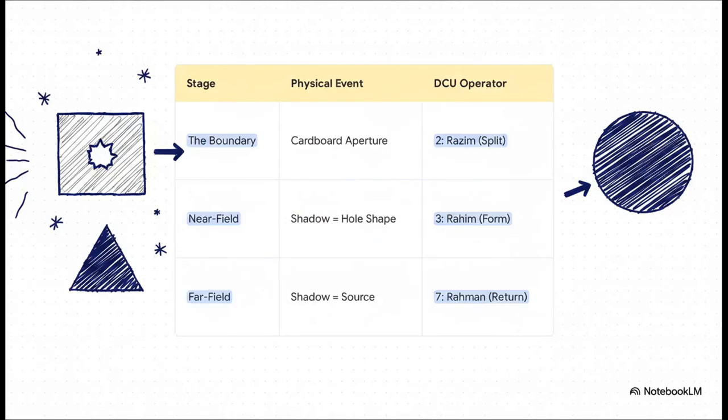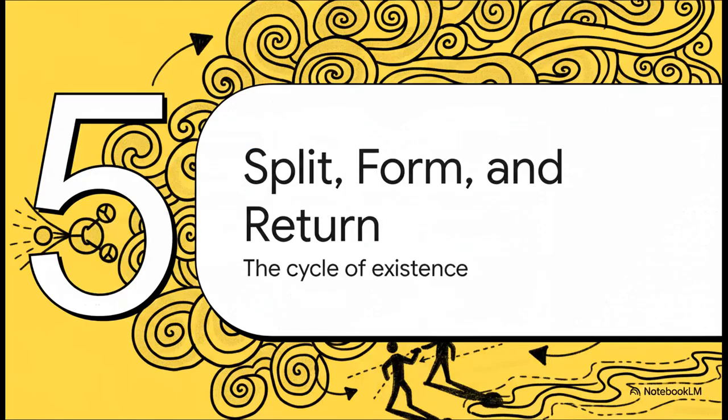So when you lay it all out like this, you can see this perfect one-to-one mapping. The hole in the cardboard, that's the split, the 2. The triangle shadow nearby, that's the formation, the 3. And the distant circular shadow, that is the return, the 7. So according to this DCU framework, what we're watching isn't just a series of things happening with light. It's way bigger than that. It's a fundamental action-reaction cycle that the source argues actually governs existence itself.